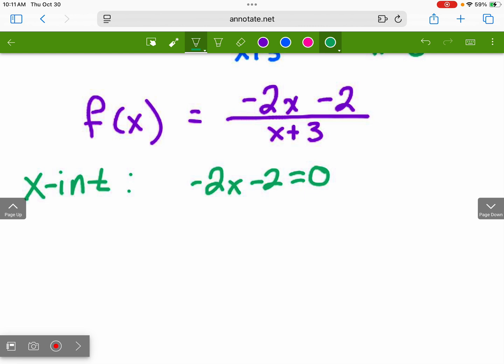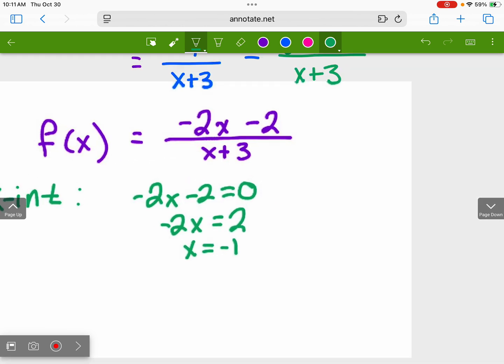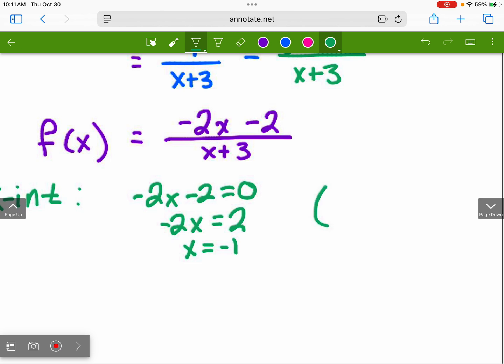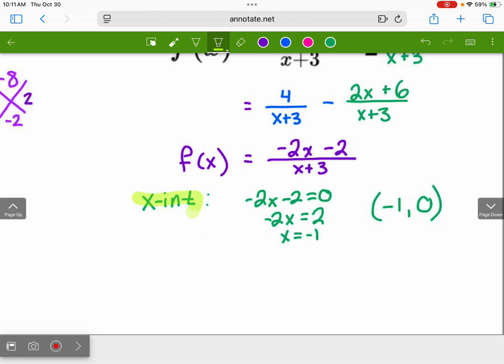What is our x-intercept going to be? It is going to be negative 1. So we're going to add 2 to both sides. Divide by negative 2, and we get x equals negative 1 as our x-intercept. So negative 1, 0 is our only x-intercept for this function. That's our x-intercept.